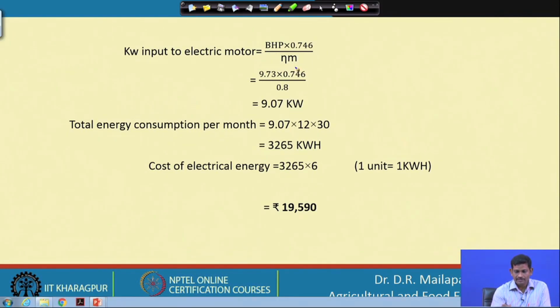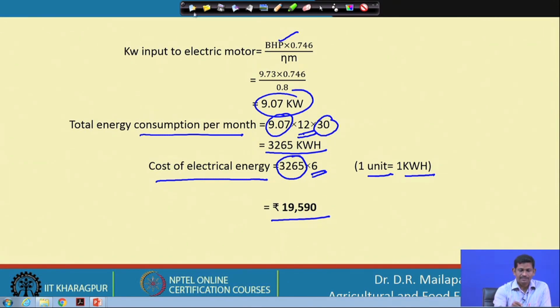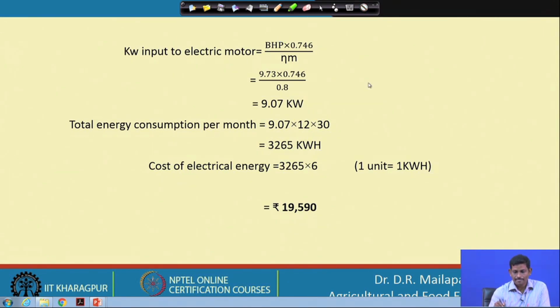So, here if you see, this is BHP multiplied by 0.746 into motor efficiency. So, you get the kilowatts. So, total energy consumption is the kilowatts into 12 hours a day and 30 days. The total is these many kilowatt units, and cost of electrical energy is kilowatt hours and 1 unit cost. So, 1 unit is 1 kilowatt hour. So, total 19,590 rupees is the electrical energy cost in rupees.